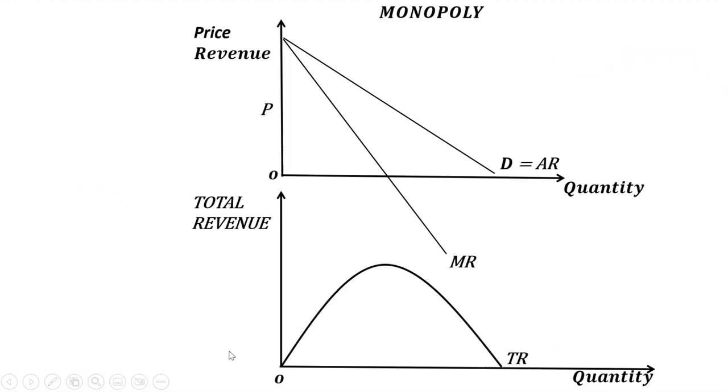Now let's look at total revenue. Here is the total revenue curve. The slope of the total revenue curve rises up to a point, and as output increases, it eventually reaches a maximum, and then it turns negative again. So what happens? The slope of the total revenue curve rises as output increases and reaches a point, and then eventually it decreases again. The changing slope of the total revenue curve is due to the changing price.